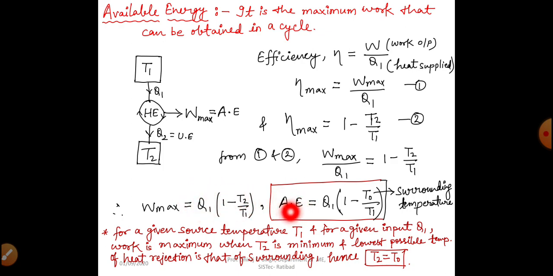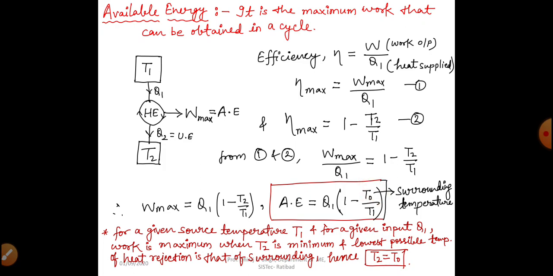We can write it like this: Q1 into 1 minus T0 by T1. T0 is nothing but the surrounding temperature. Here we had taken T2, but I have replaced T2 by T0 because T0 is the least, or minimum, temperature to which we can reject heat. So this will be our surrounding temperature.